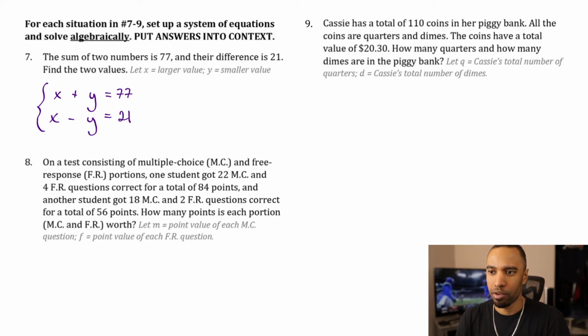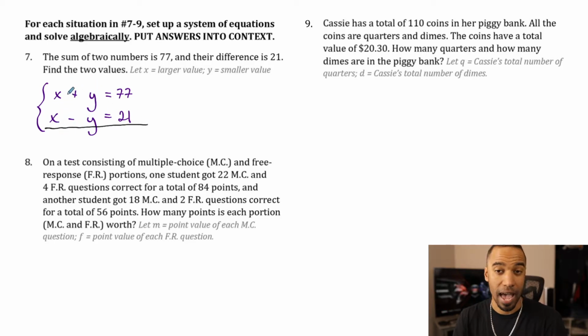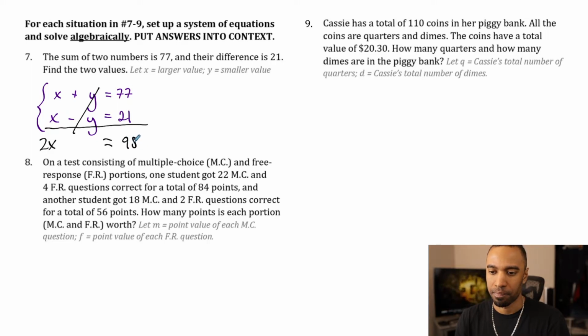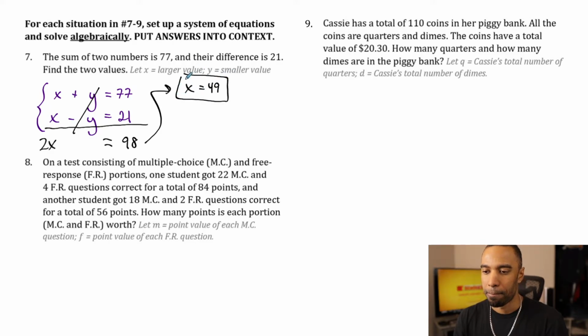Now this one is pretty straightforward as far as solving because the y's are opposite of each other. Right now, if I add and use elimination, I get 2x. Please don't just call that x. x plus x is 2x. And then the y's do cancel. y minus y is 0, equals, and then 77 plus 21 is 98. So divide both sides by 2, you get x equals 49. So there is that guy.